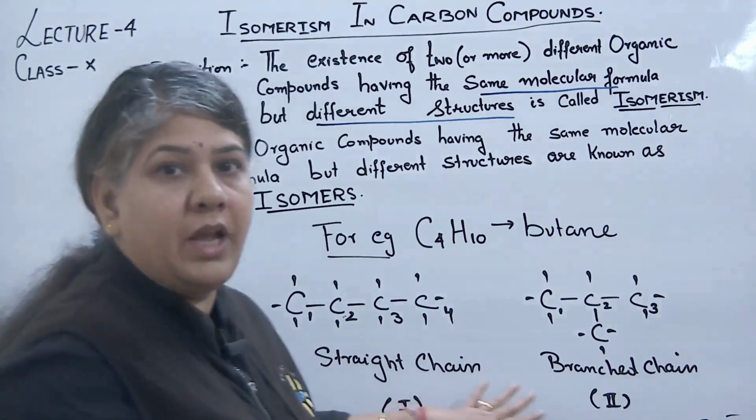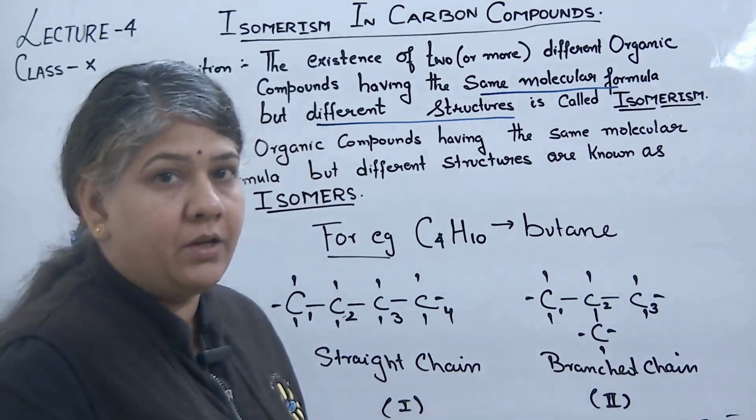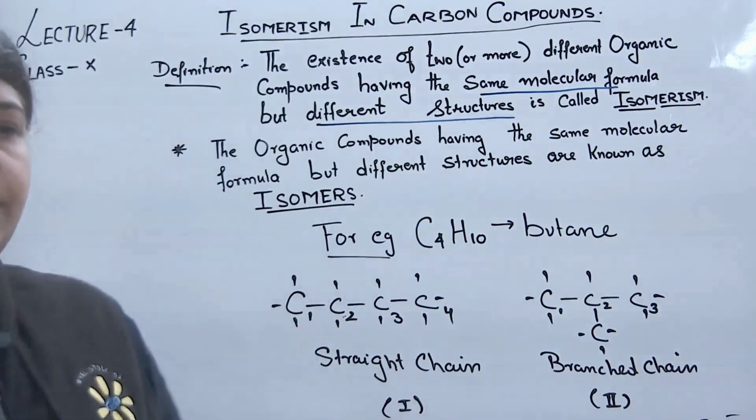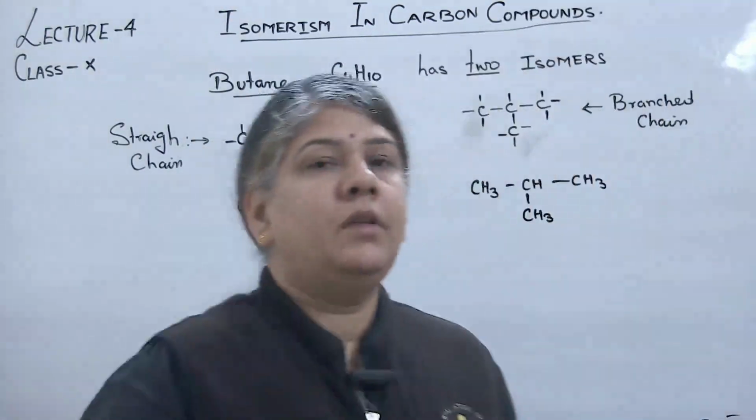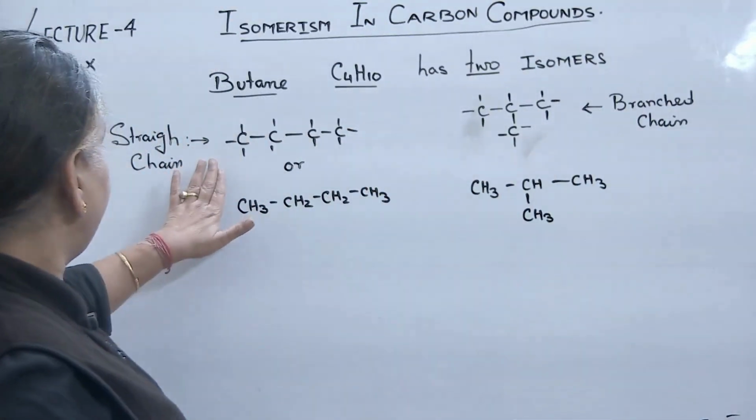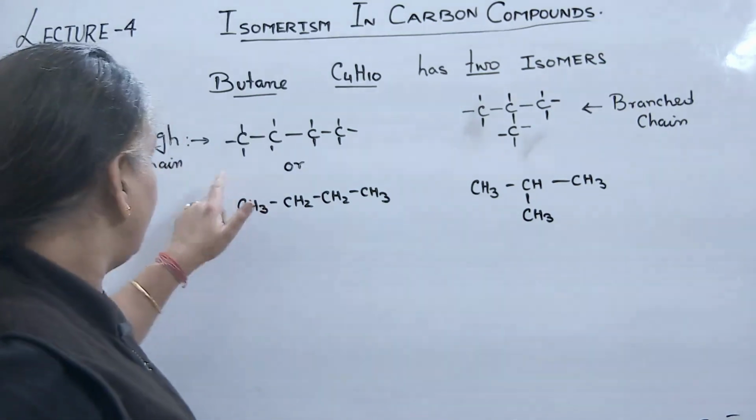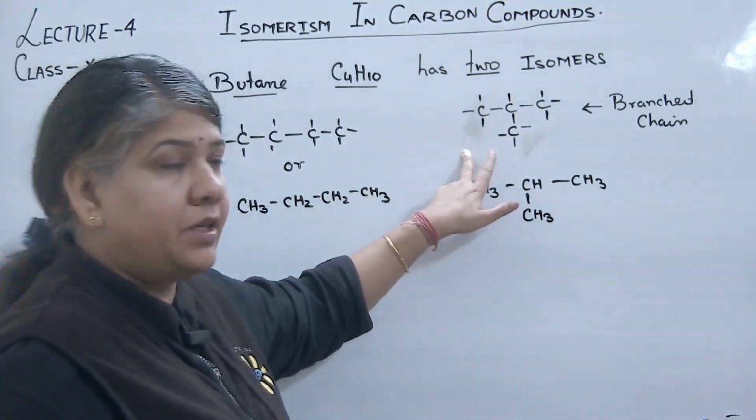How we are going to name it? I'll explain it in a while. You take a screenshot of this. See, in case of butane, there are two isomers possible, straight chain and branched chain.